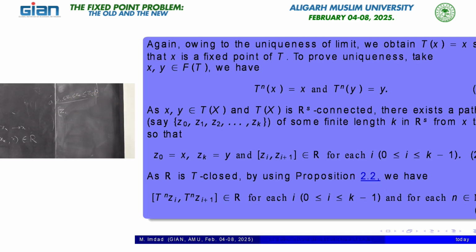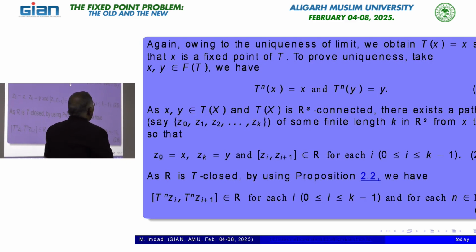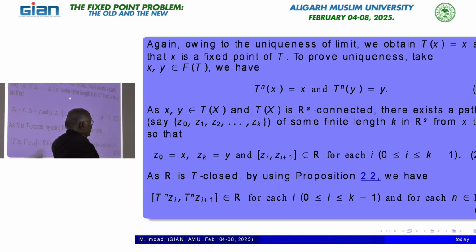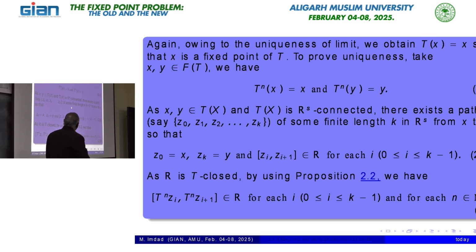So, here we have utilized that very definition to prove the uniqueness. Here you start from x and y, and T x. Inductively you have T n x is equal to x, T n y is equal to y, and these 2 points belong to X, and therefore here we are using R-connectedness. There exists a finite sequence z 1, z 2, up to z k, such that this is the initial point and that is the final point, and these sequences are order preserving, that is, z i plus 1 belongs to R for each i.